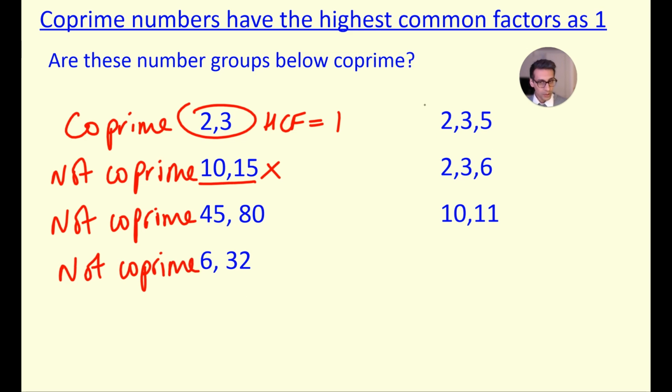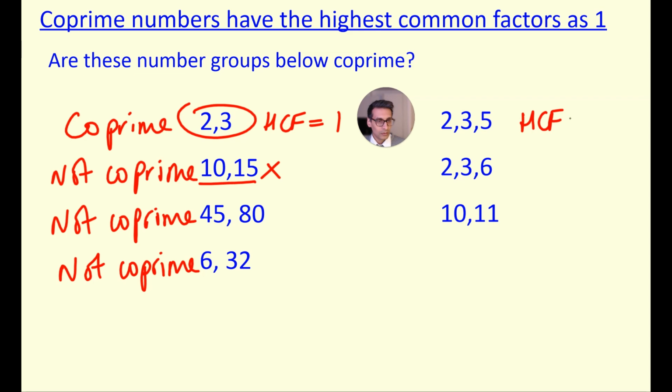2, 3, and 5. Now it doesn't have to just be numbers in pairs. It could be threes. Now 2, 3, and 5. The highest common factor of all three numbers is going to be 1. So in this case, we can say that these are coprime.